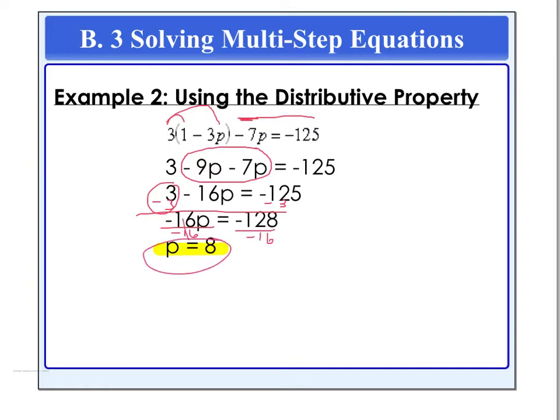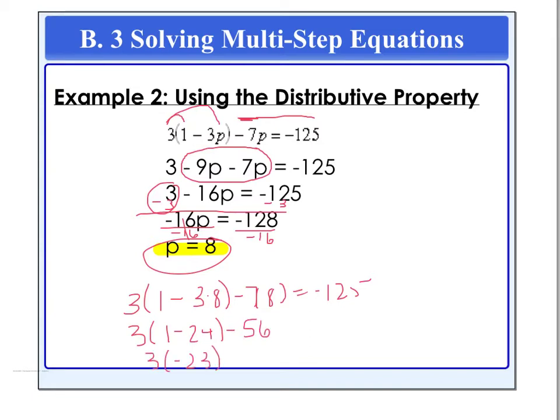We can check our work. 3 times 1 minus 3 times 8 minus 7 times 8. We're going to see if that equals negative 125. So we've got 3 times 1 minus 24 minus 56. You have 3 times negative 23 minus 56. Let's see, 23 times 3 is negative 69 minus 56. I'm going to do 69 plus 56, which is 125, and it's going to be negative, so it does check out.